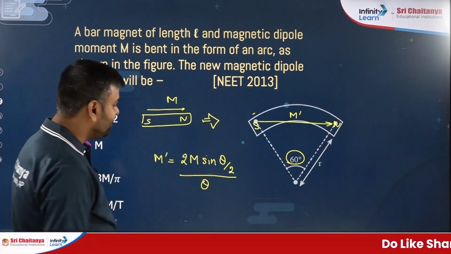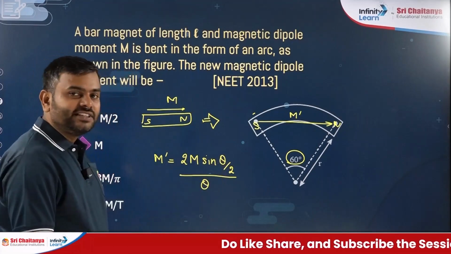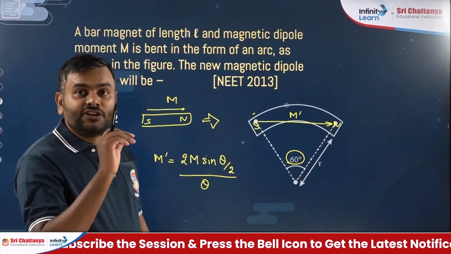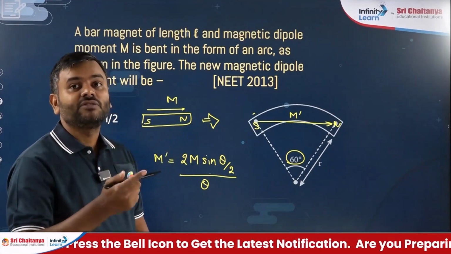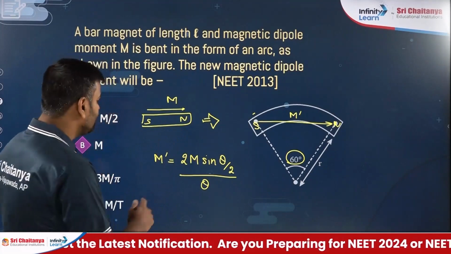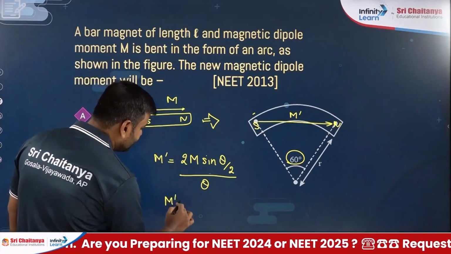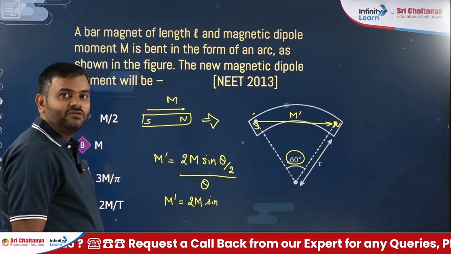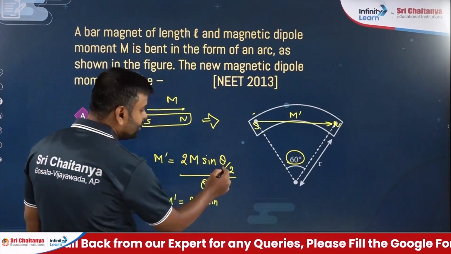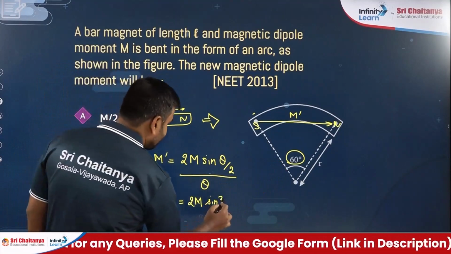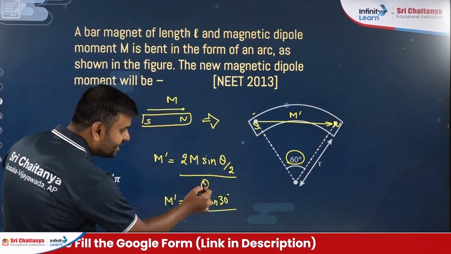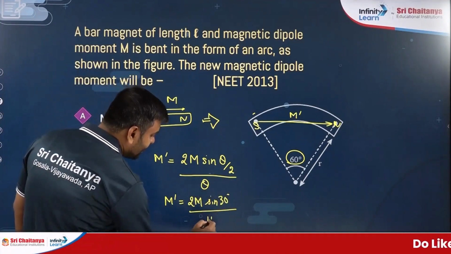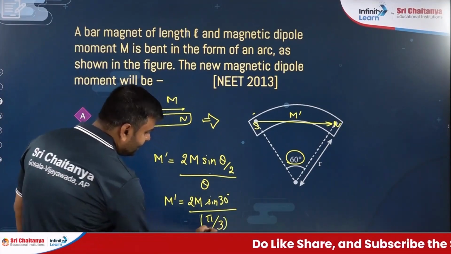That is given 60 degree. So we can substitute that 60 degree angle. But carefully you have to remember that you cannot substitute 60 degree as it is. You have to convert it into a radian. So what will be the value we are getting here? M dash is 2 into m sine theta by 2. Theta is 60 degree, so 60 by 2 comes out to be 30 degree. So sine 30 degree divided by theta, which has to be substituted in radian. 60 degree means pi divided by 3.